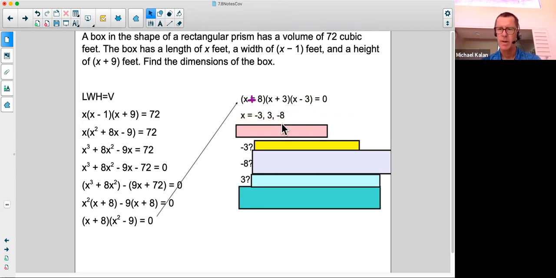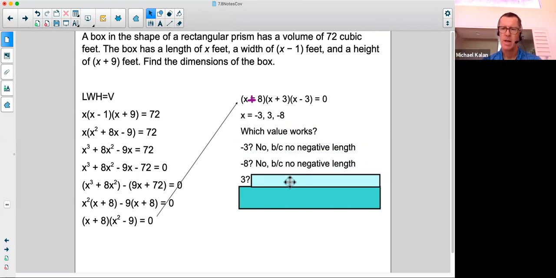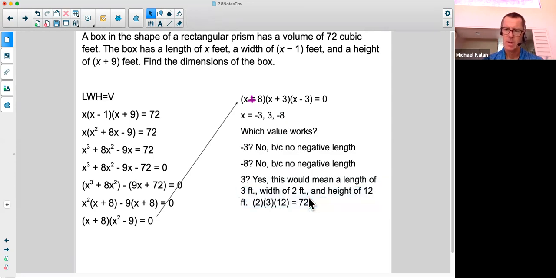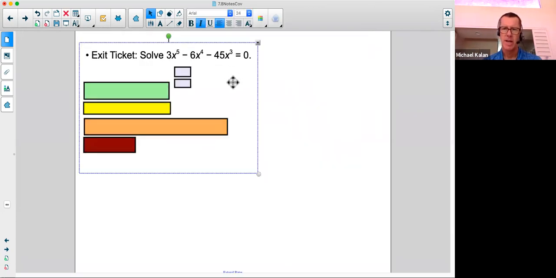Okay, and obviously x is going to equal -3, 3, and -8. Okay, can we have 3 answers like that? No, obviously the negative's going to work. No, you can't have a negative length. Does 3 work? Well, if x is 3, then what are the other dimensions? 2 and 12. And what's 3 times 2 times 12? 3 times 2 is 6, times 12 is 72. Check, check. All right, and then here's your exit ticket.